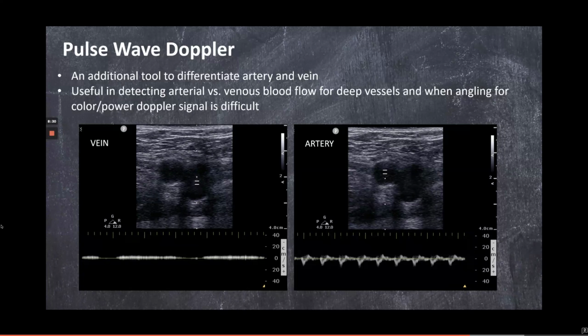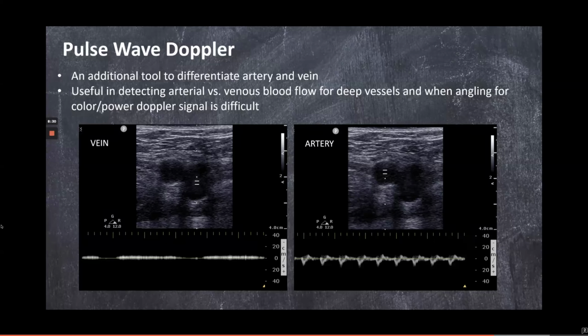Here, this is an example of the venous wave, and this is an example of the arterial wave. In our situation, we don't really worry as much about whether we're detecting the maximum velocity. We just want to be able to differentiate between artery and veins, especially when we cannot compress or use color or power Doppler signal to differentiate the two vessels.